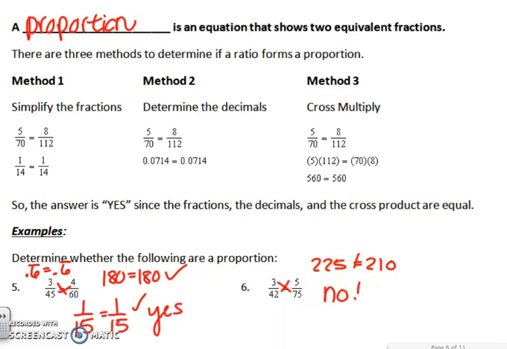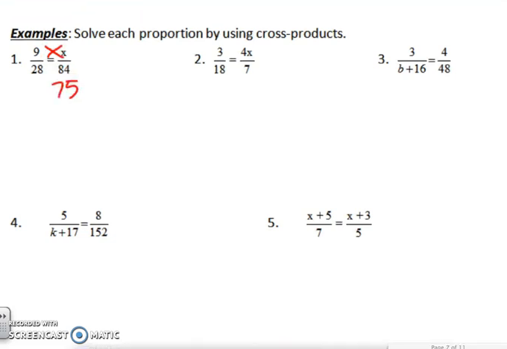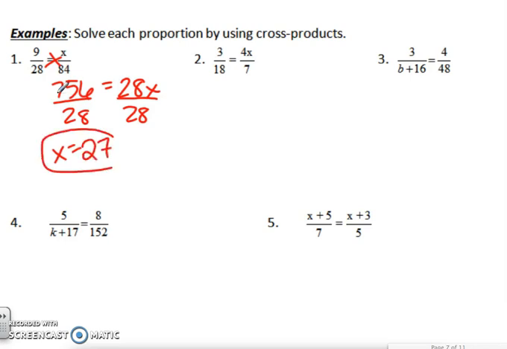All right. So speaking of cross multiply, let's remember how to cross multiply. I'm going to do 1 and 4 with you guys to refresh your memory, and then you're going to try 2, 3, and 5. So let's start off with the simple one and cross multiply. I'm going to multiply 9 times 84 and get 756. And then once I cross multiply 28 times x, I'd get 28x. Last step is to divide by 28. So x is going to equal 27. Okay? So it's a very simple cross multiplying problem.